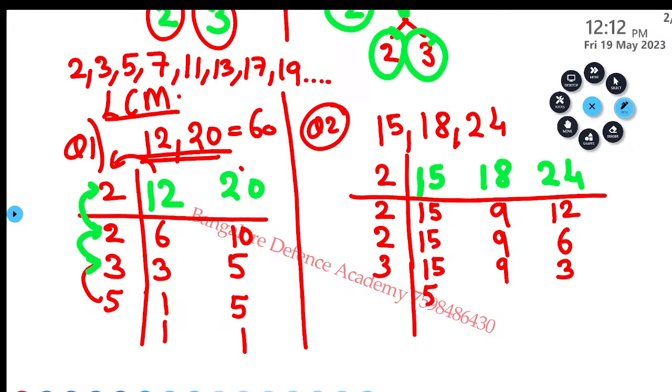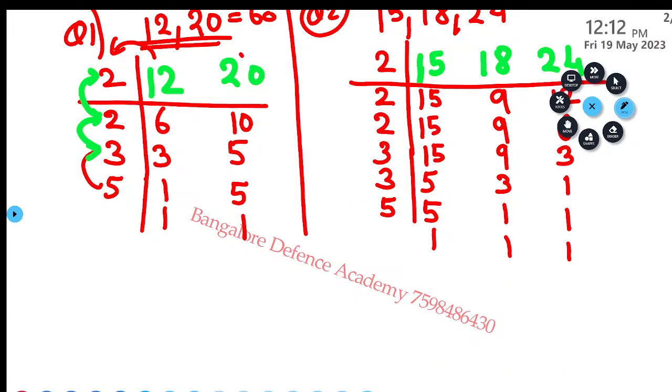So this is 3 5s are 15, 3 3s are 9, 3 1s are 3. Again you take 3, you take 5 here, this is 3 1s are 3 and this is 1. And finally I will take 5, 5 1s are 5 and everything remains 1. Now look at this, I have to multiply this.